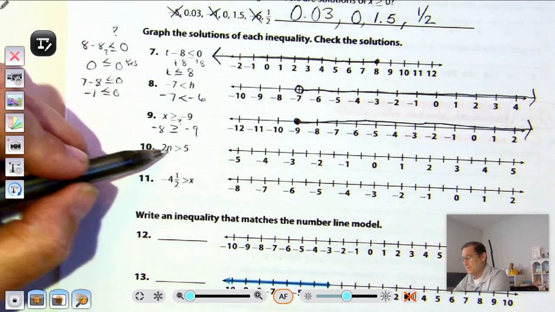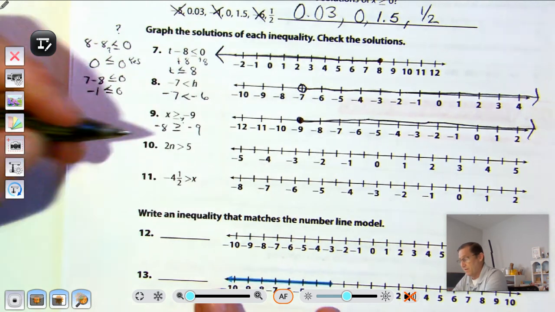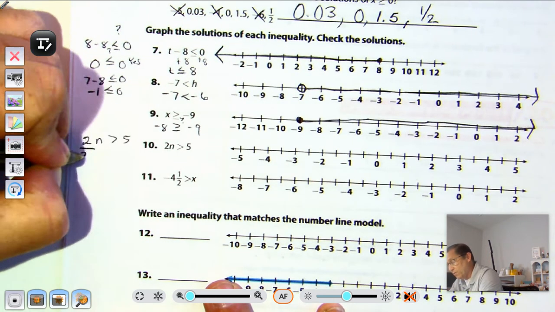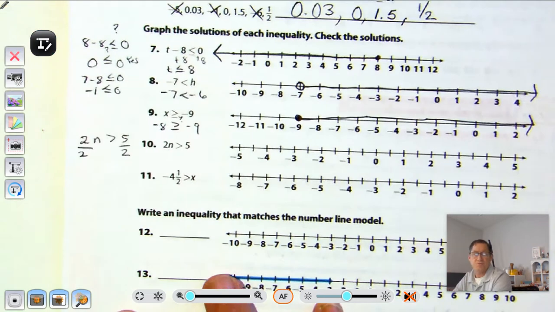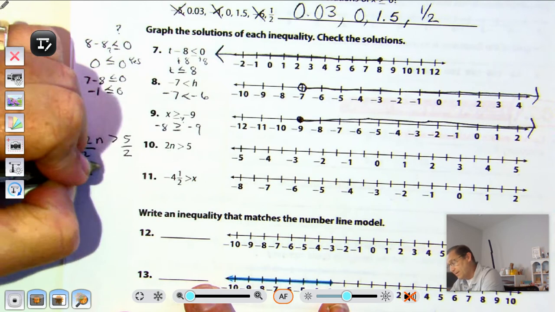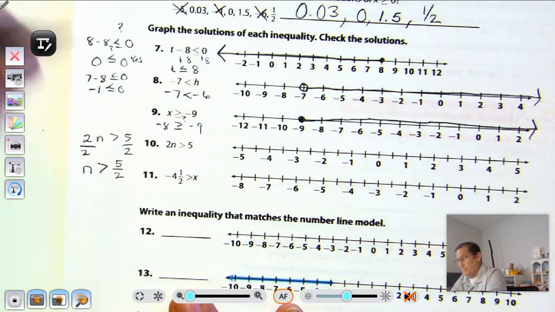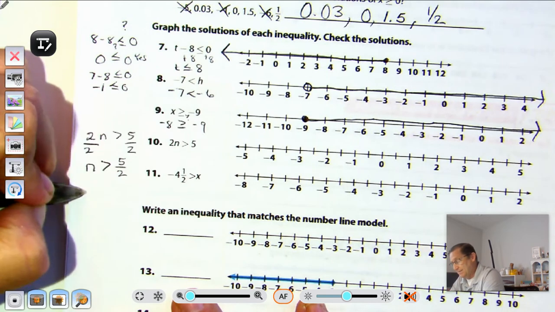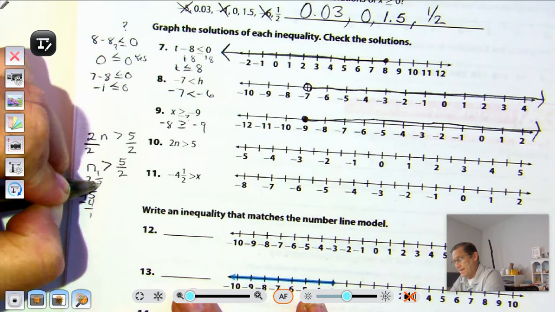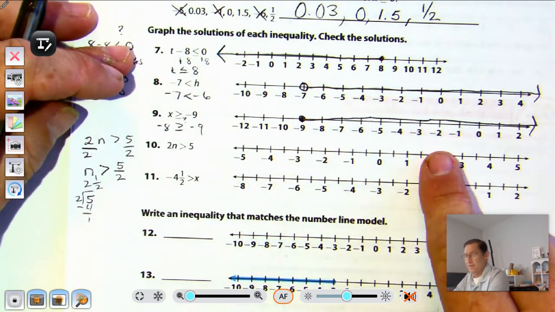All right, 2 times some number, the product of 2 and some number, is greater than 5. So to solve this, we need to divide both sides by the 2. That isolates the n. And then we have 5 halves. Well, 5 halves can be written as 2.5.